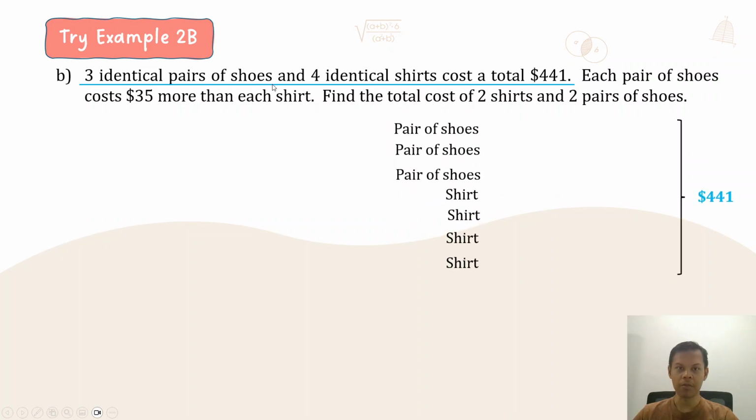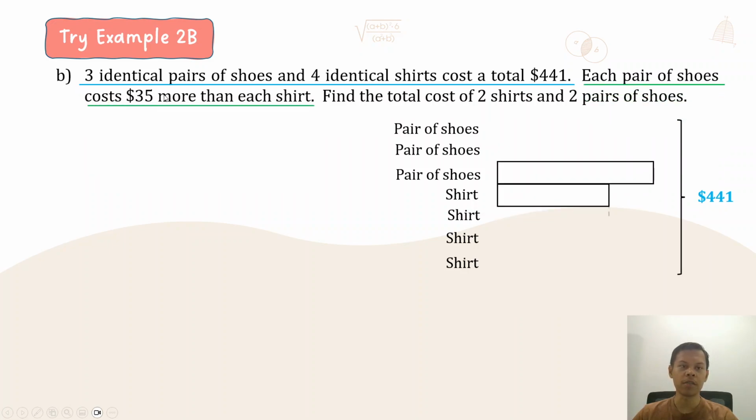3 identical pairs of shoes and 4 identical shirts cost a total of 441. So we can just write shoes, shoes, shoes, and then 4 shirts. All together will add up to 441. Okay, so the second sentence here, it's each pair of shoes costs $35 more than each shirt. So for each shirt, it is going to be less $35 than the shoes. So the shoes is going to be more.